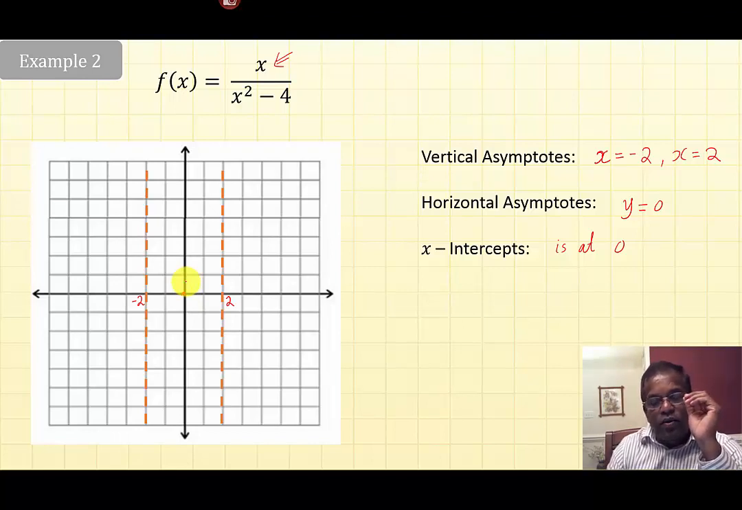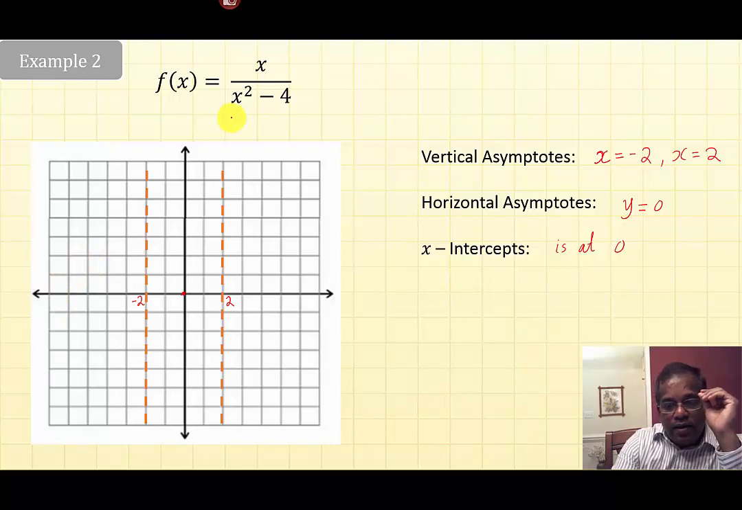Now let's try to graph this. So we know that the horizontal asymptote is the x-axis. So now as x goes to negative infinity, a big negative number, we want to know whether it approaches 0 from above the x-axis or below the x-axis.